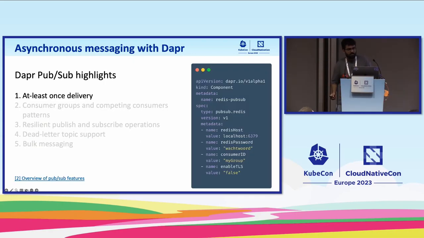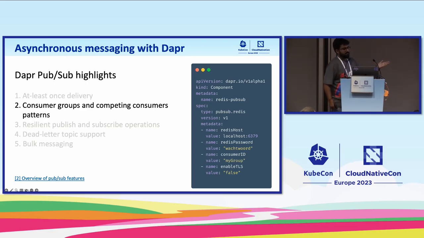So let's look at some of the highlights of Dapr's PubSub ecosystem. Dapr ensures that you have at-least-once delivery. It ensures that each message that is published is also delivered to your subscribers at least once. It has some concepts of consumer groups. Dapr automatically creates consumer groups on your behalf. It also allows you to have competing consumer group patterns, and we'll look at these patterns in our demo really quick.